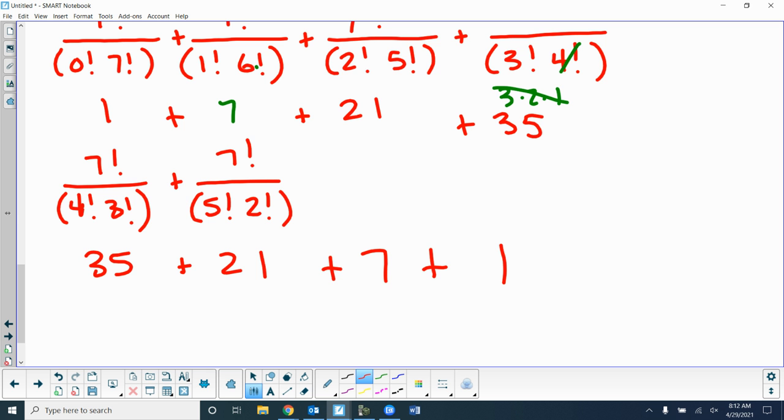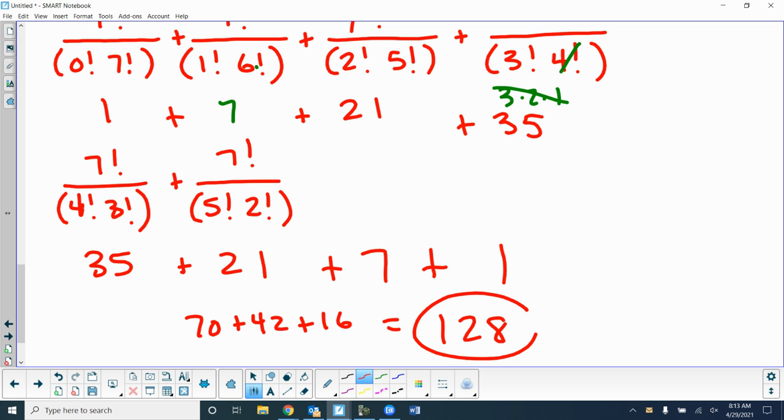Some of you forgot that last one when you were checking your work with mine. So 35 plus 35 is 70, and 21 plus 21 is 42, and 8 plus 8 is 16. So what is that? 58 and 70. What is that? 128? So those of you that got a huge number, you didn't put those parentheses around there.